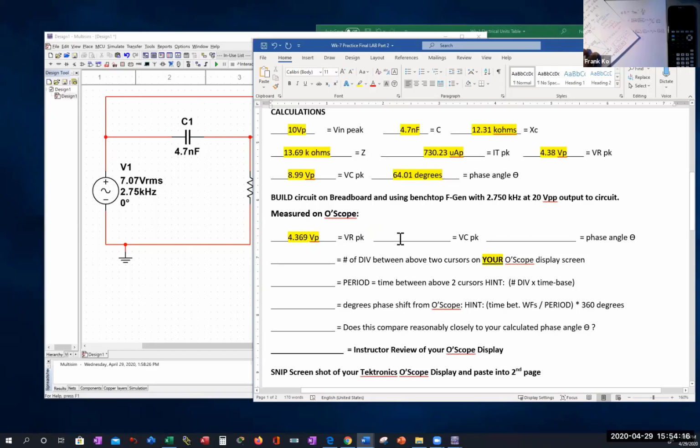We won't talk about measuring this voltage on the capacitor right now. We're going to talk about measuring the phase angle. And so how do we do that? This is very simply done by following these steps. What we want in this step is the number of divisions between the two cursors of my display screen.